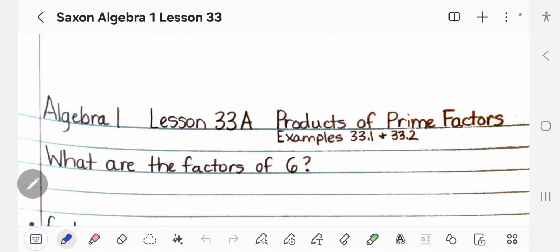This is Algebra 1, Lesson 33A, Products of Prime Factors. We're going to do examples 33.1 and 33.2.